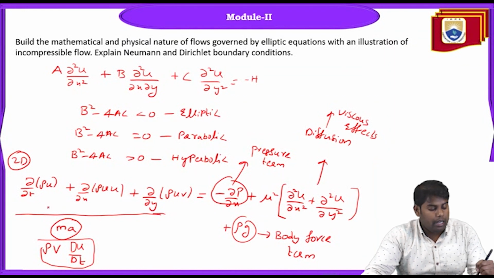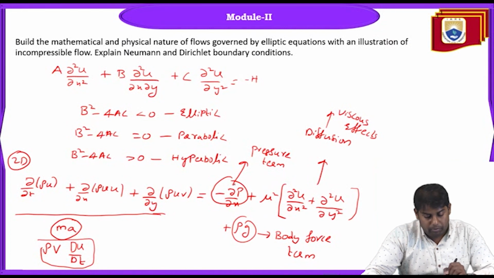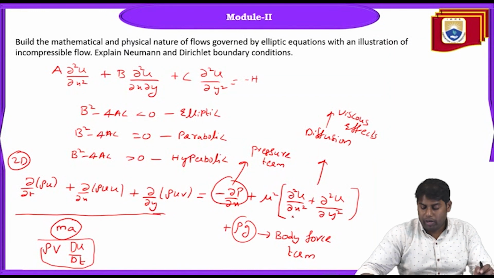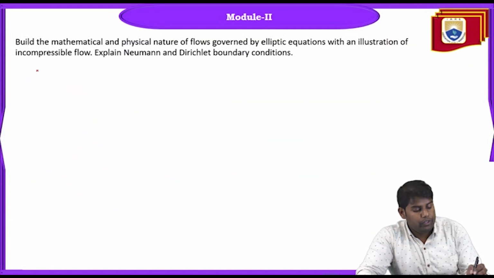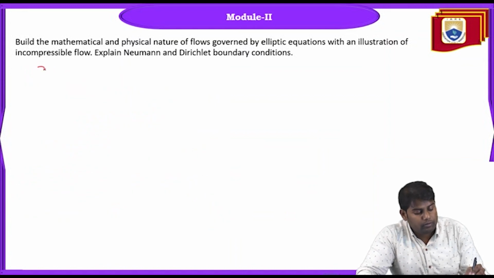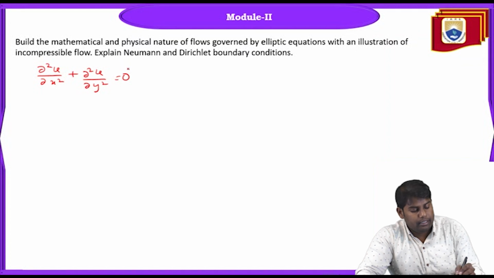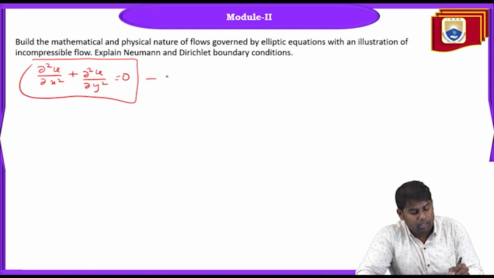If you observe the RHS term and the LHS term, the diffusion term is coming under elliptic form. So you have ∂²u/∂x² plus ∂²u/∂y². Why it is coming, we will see. Okay, so if you take the diffusion term, so what happens? ∂²u/∂x² plus ∂²u/∂y² is equal to 0. Let us take this as equation 3.